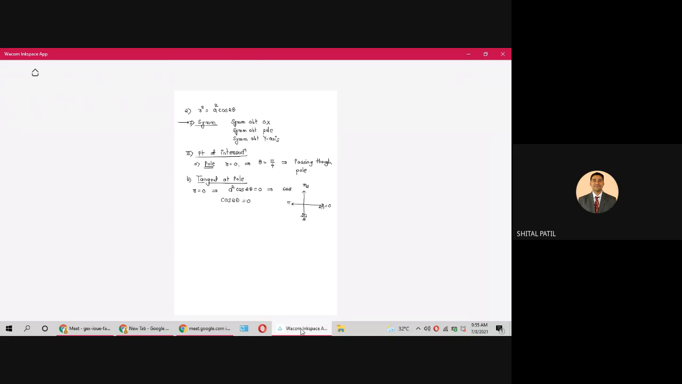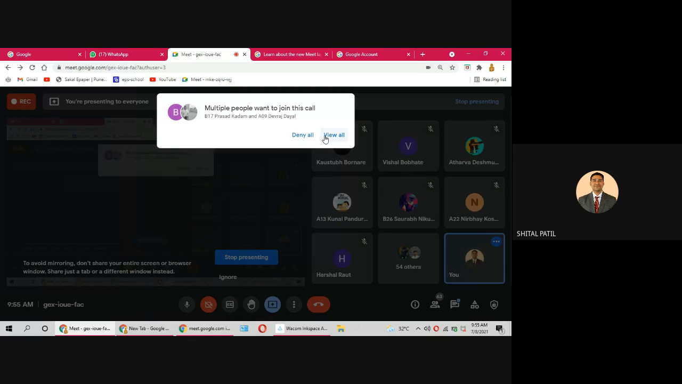Now, what is cos here? Cos of 0 is 1. Cos of pi by 2 is 0 here. Cos of pi is minus 1 here. And cos of 3 pi by 2 is 0 here.